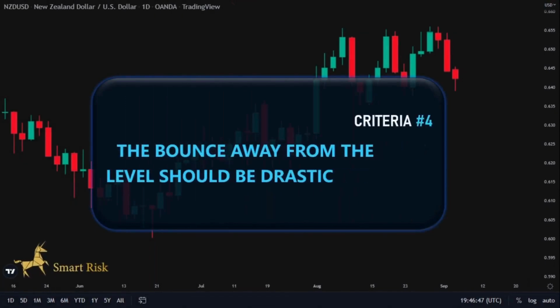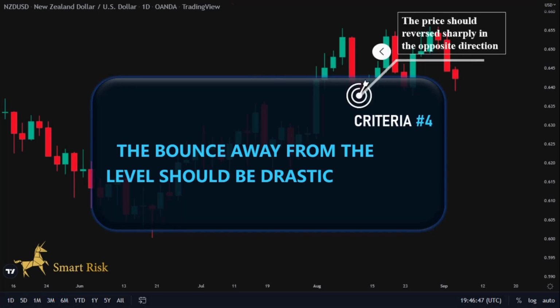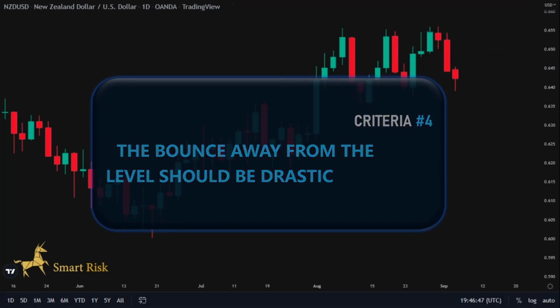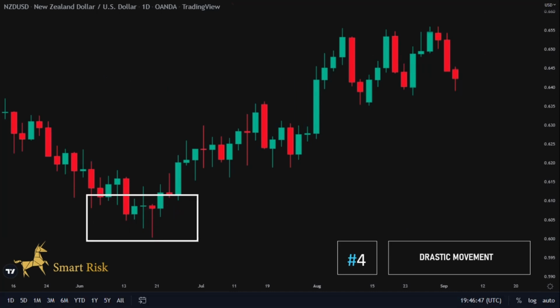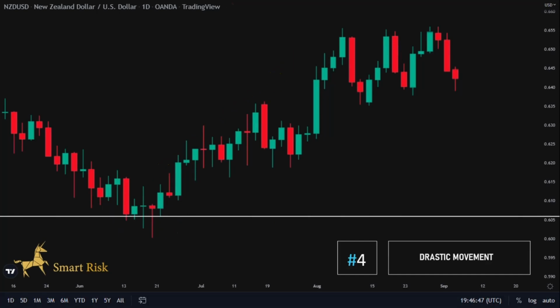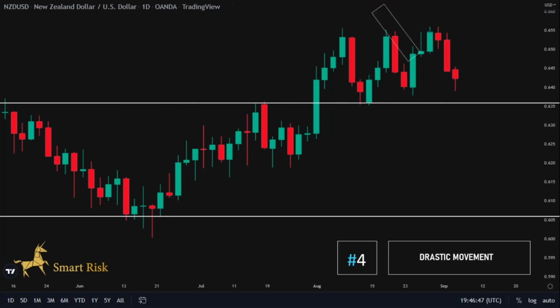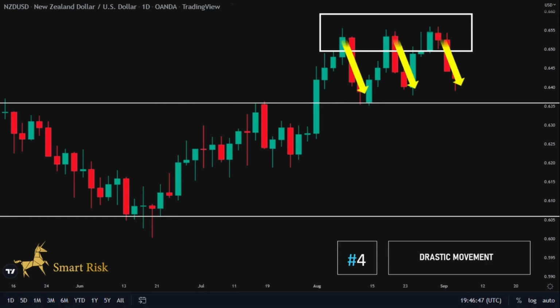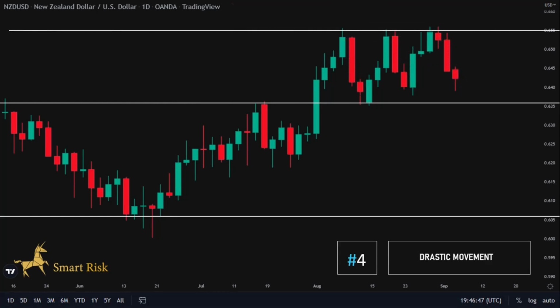Trait number 4, the bounce away from the level should be drastic, meaning not a tiny move away, but price should be reversed sharply in the opposite direction. As you can see right here, price bounced away from this level drastically. So we have a level of support here. Next, right here, again price reversed sharply in its opposite direction, so we have another support level here. And again, up top, every time price reached this area, it reversed drastically. So we have another level. So to the next trait.